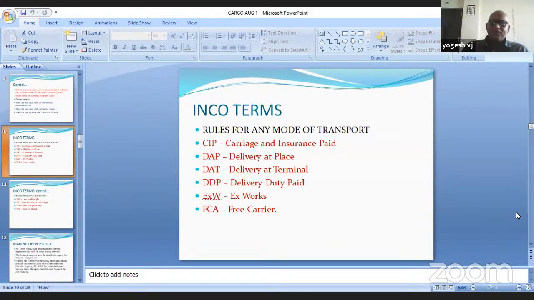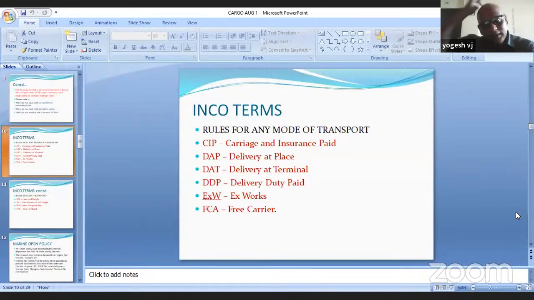Okay, fine. So rules for any mode of transport. Let us not consider only sea. Let us consider any mode of transport. So these are the Incoterms which are applicable to any mode of transport. Carriage and insurance paid, CIP.